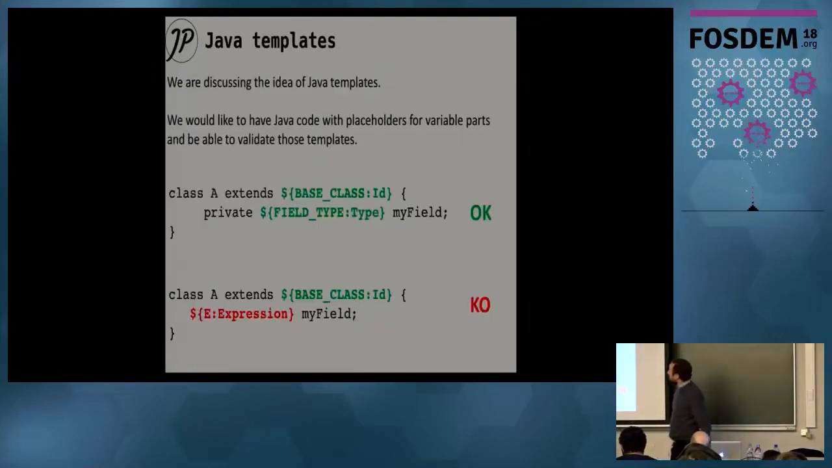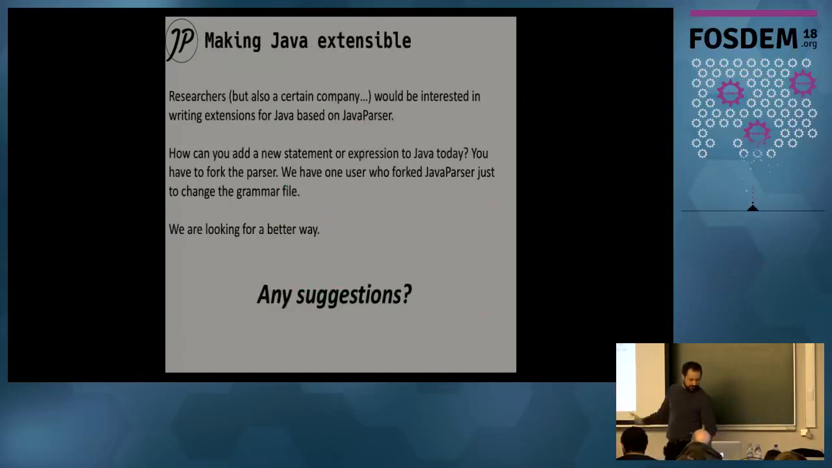Another thing that we are considering working on is Java templates. So the idea is that you could define a piece of Java code with some placeholder, and we could validate these templates syntactically. For example, the first example is correct, while the second is wrong because you cannot use an expression there. So the idea is that this way you can have templates that you can validate before using them.